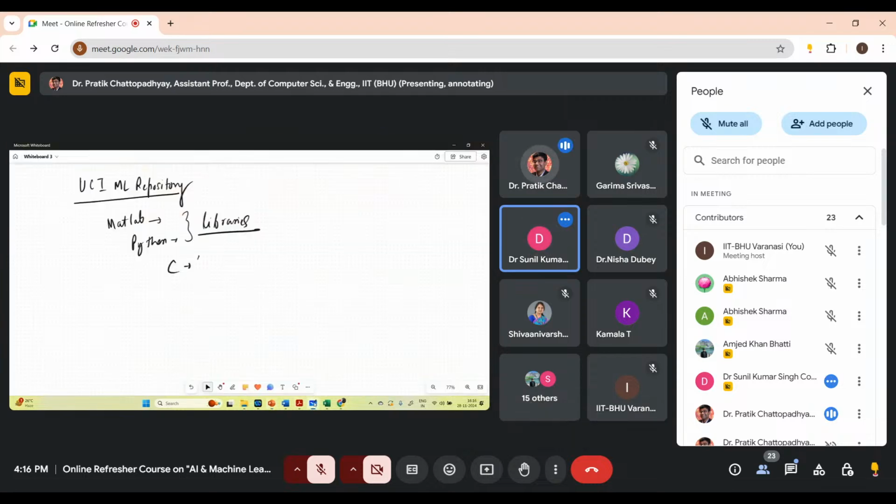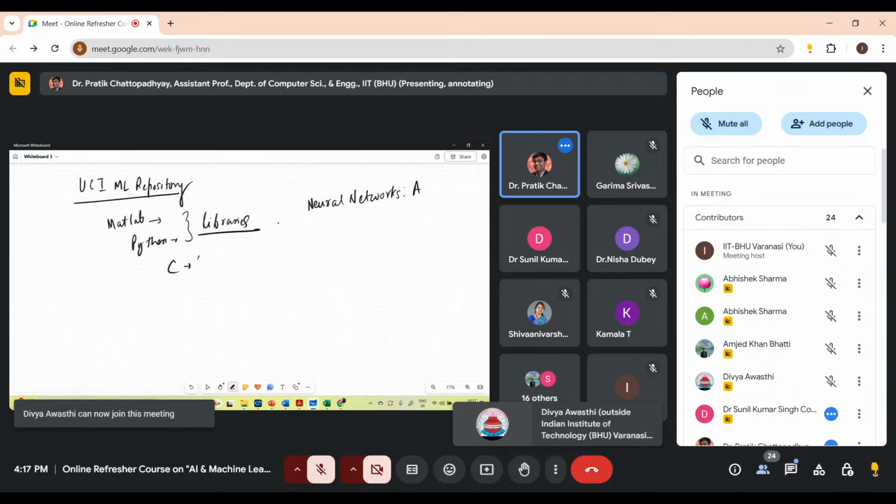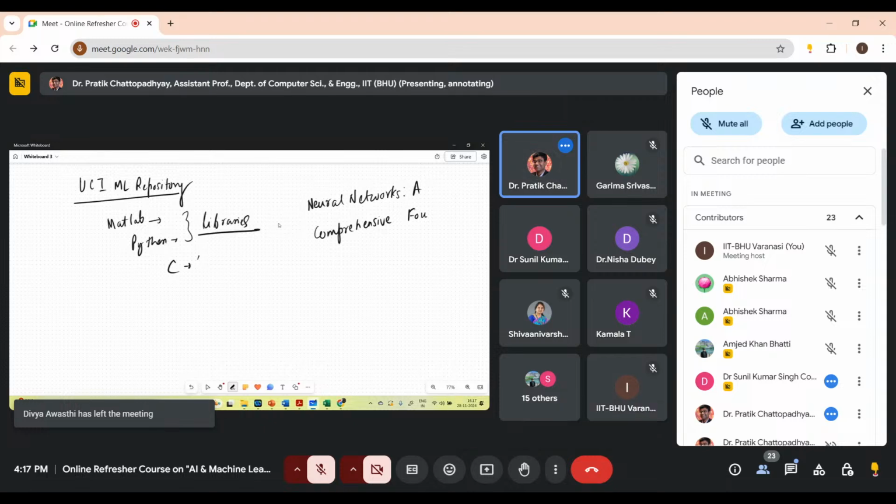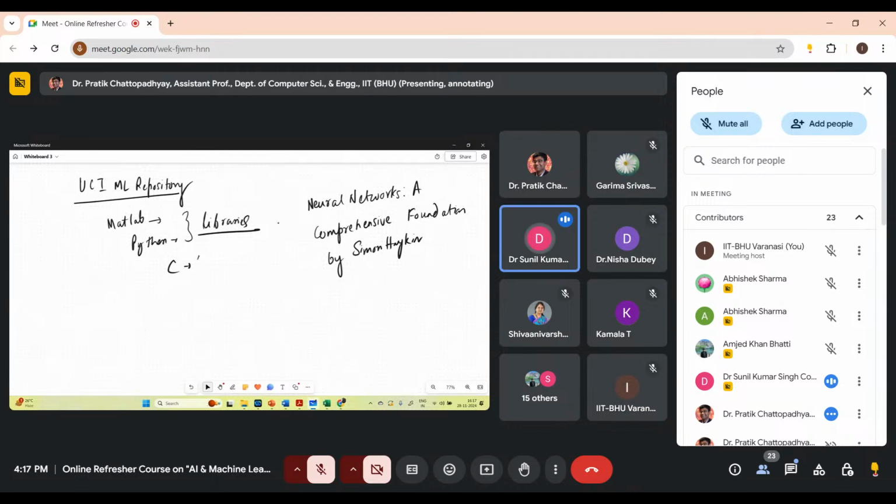You can refer to this book, Neural Networks: A Comprehensive Foundation, by author Simon Haykin. So I am basically following this book only. You will get all the mathematics there. Sir, is it freely available? The ebook is available online, freely available. Thank you, sir. Thank you very much. Okay.